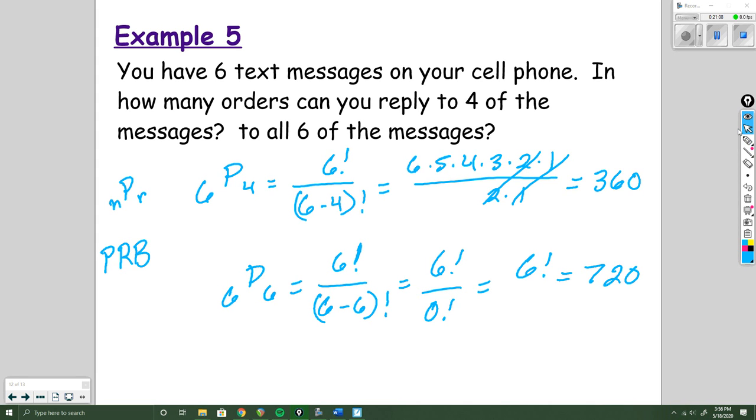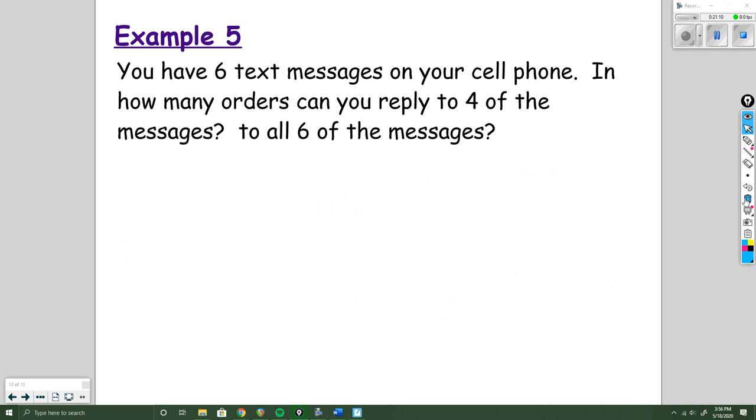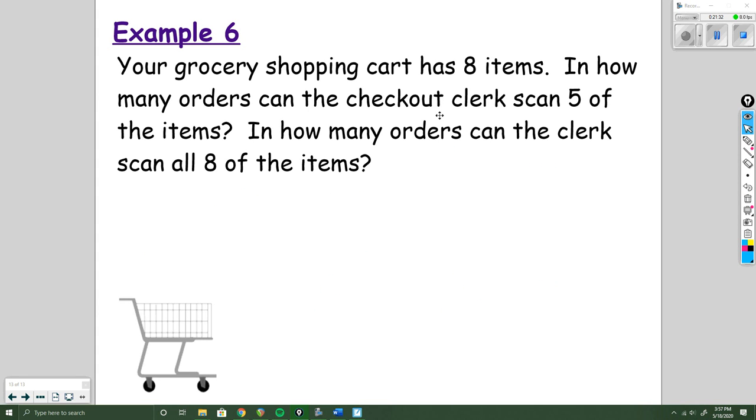All right, now we're on to the last example. In example 6, your grocery shopping cart has 8 items, and how many orders can the checkout clerk scan 5 of those items? So in this case, we have 8 items to choose from, and we're choosing 5, and we're assuming that order matters. We're dealing with permutations here. So if we type that in, that is 6,720 different ways that they could scan 5 out of those 8 items.